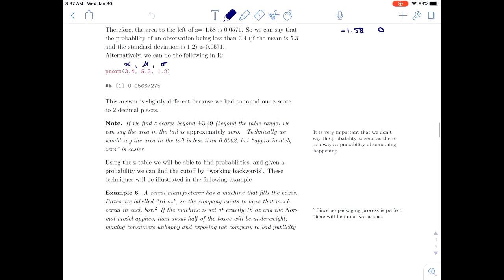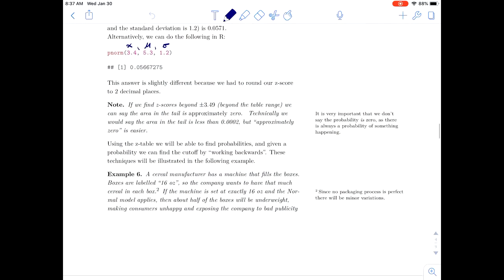I think I did say that. It's very important. Don't say the probability is 0. There's always a probability of something happening. We have to keep that in mind. And so I have this here. Whenever you're beyond the table, technically the area is less than 0.0002.